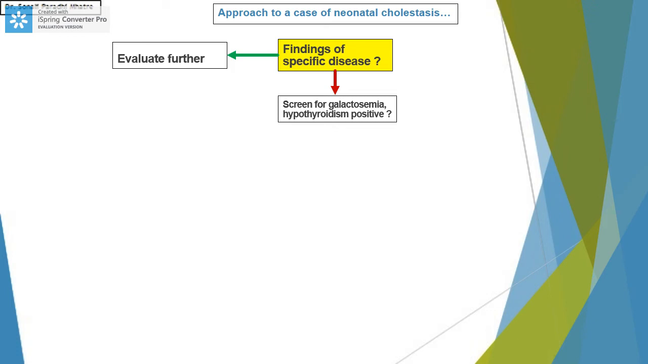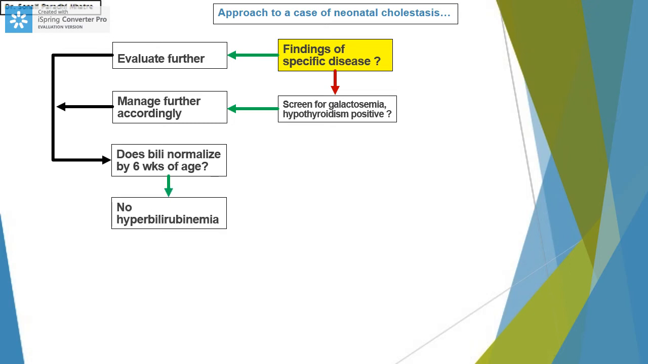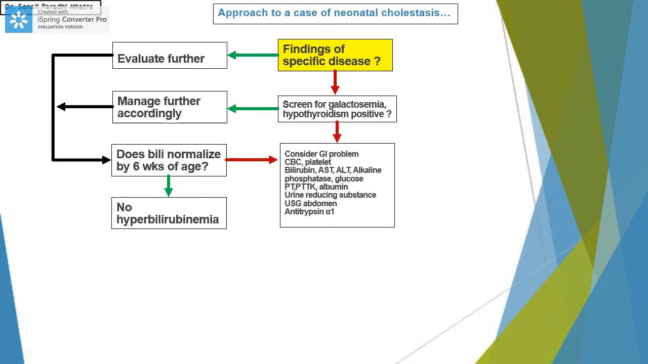If your center has a routine policy of newborn screening, then go back to your newborn screening and check whether there was any galactosemia, hypothyroidism positivity in the screening test. If not, then screen the baby for it. If something comes out to be positive, manage the case accordingly. Now, if there was any other disease and the management is done and the bilirubin normalizes by 6 weeks of age, good enough. If the bilirubin does not normalize by 6 weeks of age, then we have a problem.